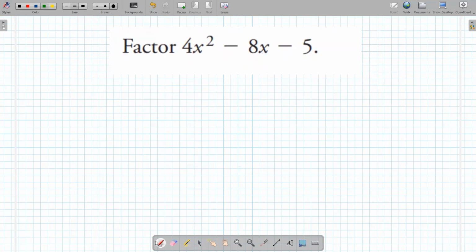What about this one? What does it multiply to? First of all, notice you can't pull anything out, because 4 doesn't go into 8, neither does 5. So you're looking for two numbers. What do they multiply to? Negative 20. Yeah. What does it add up to? Negative 8. What are the numbers? 10 and negative 2. It should add up to negative 8.